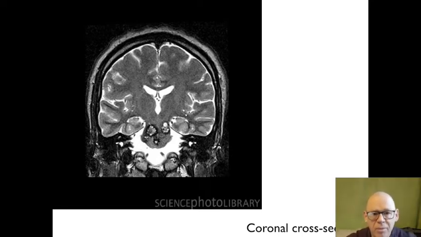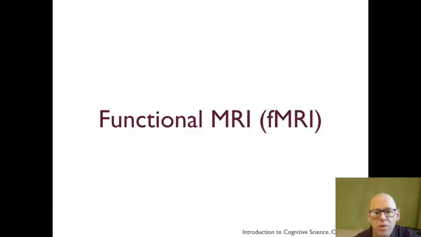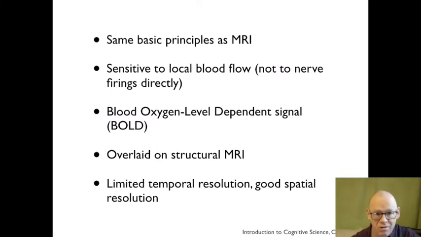But these are all anatomical images. They don't show us anything about the brain in action, as it were, its functioning or its activity. For that, we need a different approach, which is called functional magnetic resonance imaging. This is also conducted using the same kind of scanner, and it uses the same basic principles as magnetic resonance imaging, but it employs a different signal.